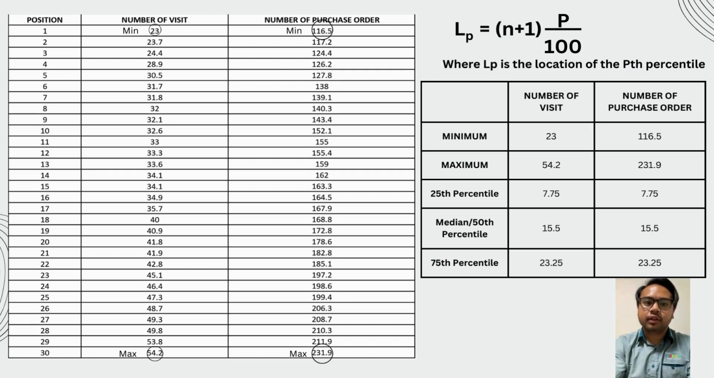Then this is the important second step. You will locate the position, Lp, of the percentile by using this formula. The formula is L equals n plus 1 multiplied by P divided by 100.